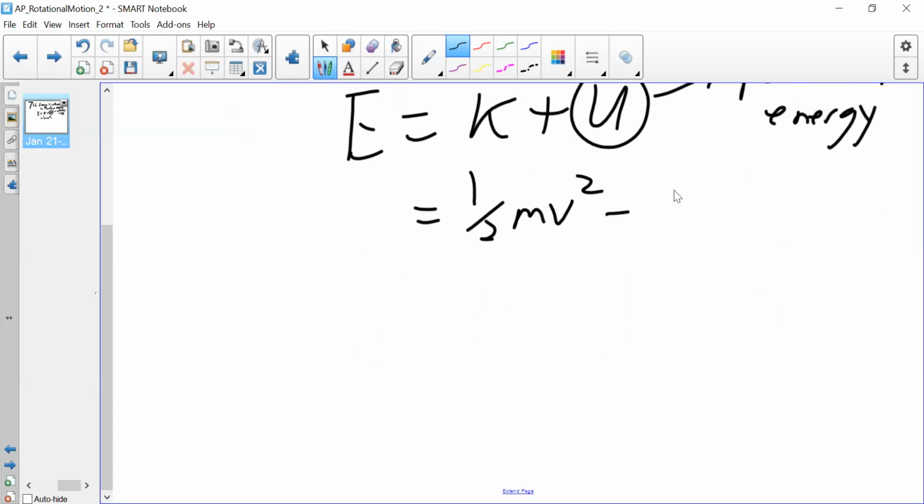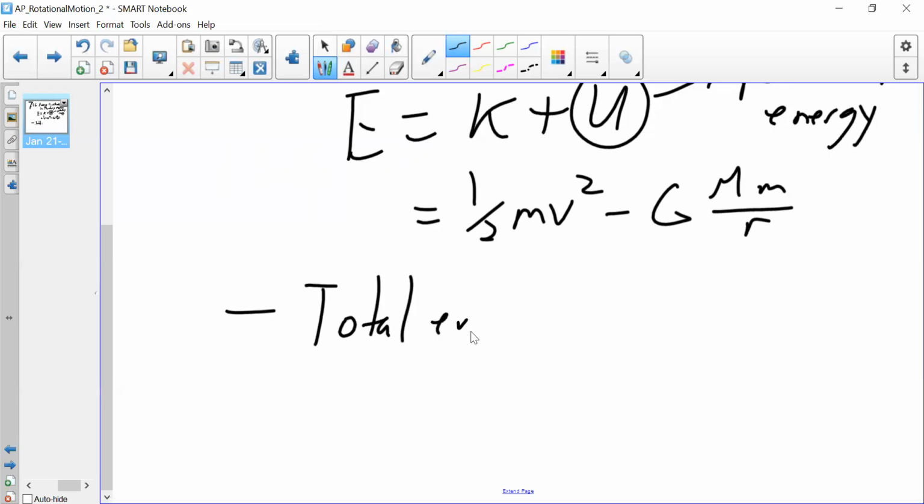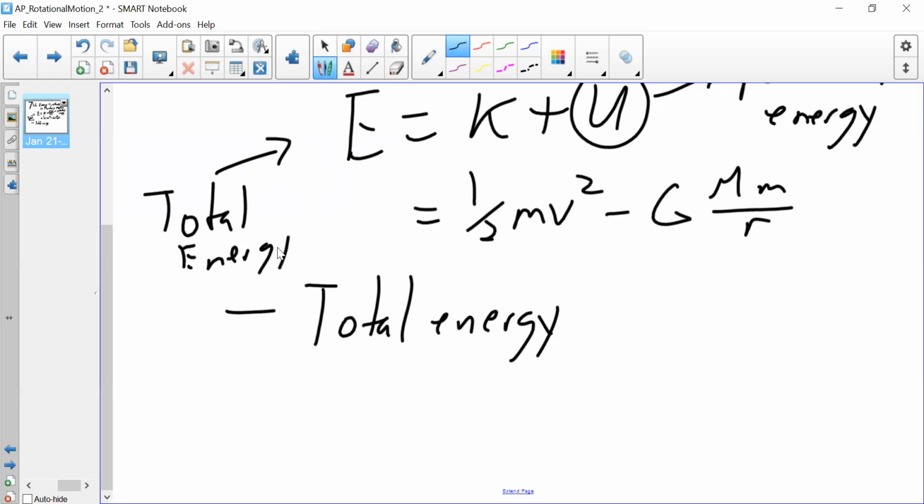I have mv squared minus G, I'm going to say capital M for like Sun and Earth, over r. Now we're going to find out that the total energy in the system can be positive, negative, or zero. Okay, the total energy. This equation here is a total energy equation. Not conservation, it's just that energy is made up of kinetic and potential, because we know that conservation deals with the changes.